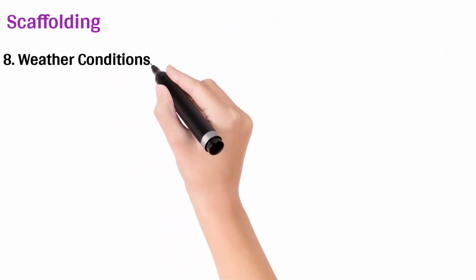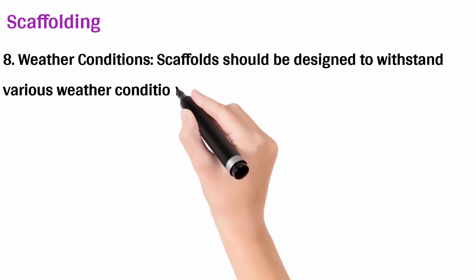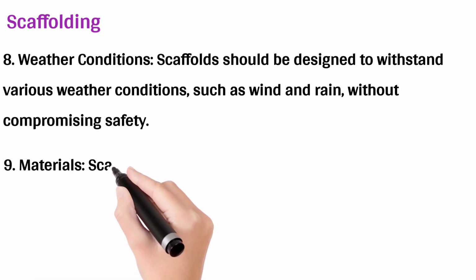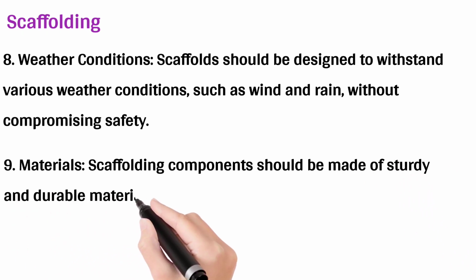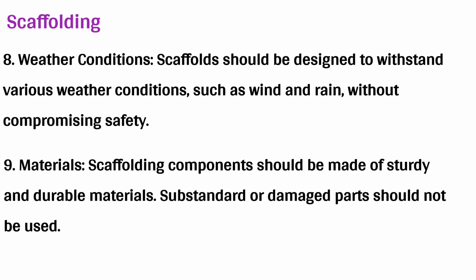8. Weather conditions. Scaffolds should be designed to withstand various weather conditions, such as wind and rain, without compromising safety. 9. Materials. Scaffolding components should be made of sturdy and durable materials. Substandard or damaged parts should not be used.